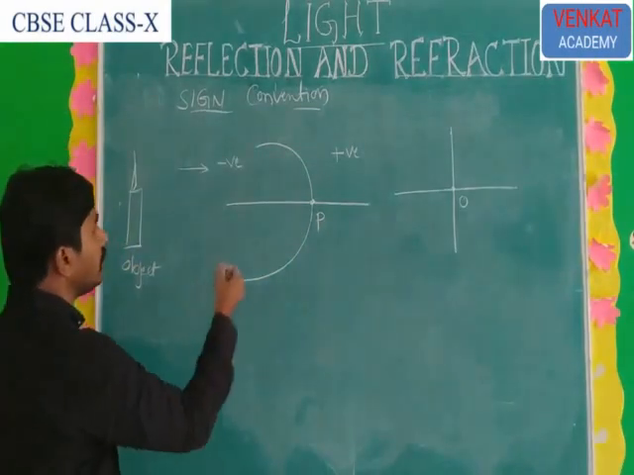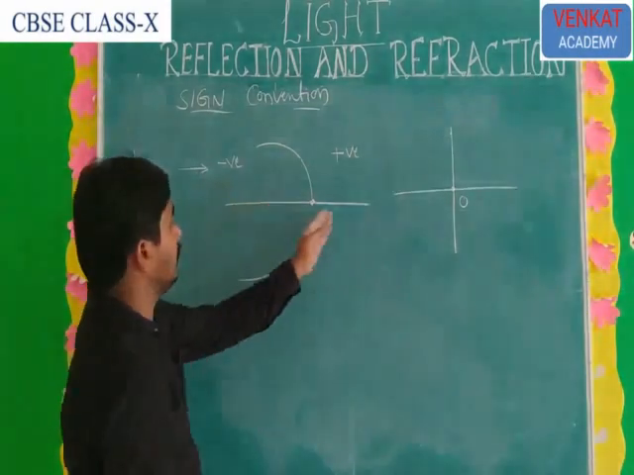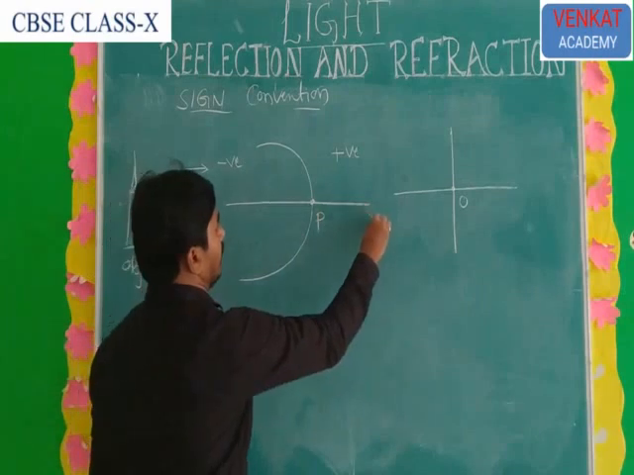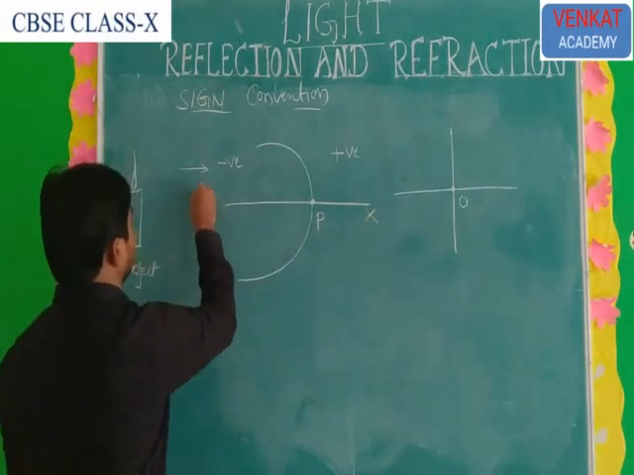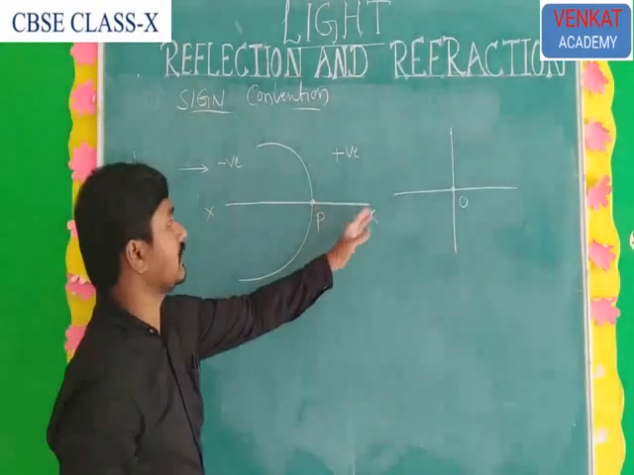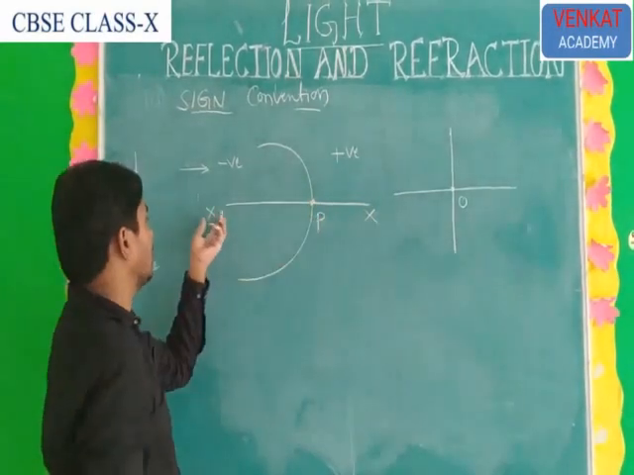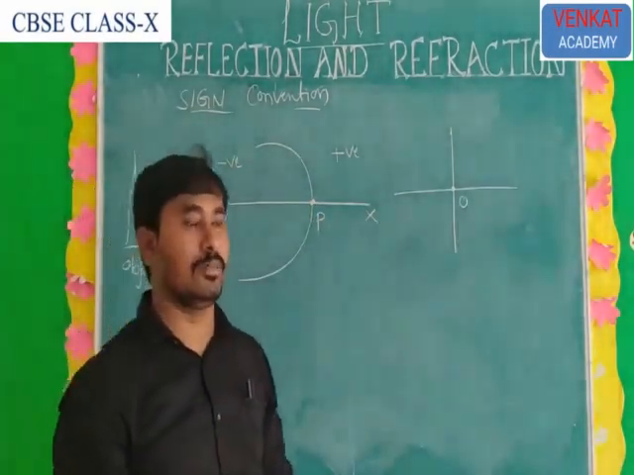And next, you know very well, this is the principal axis. The principal axis is taken as X dash. On the X side, PX you have to take positive, and PX dash you have to take negative values. That is the third point.